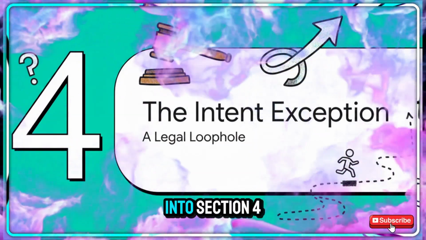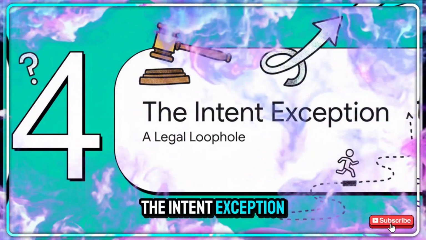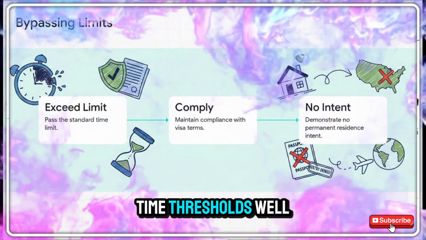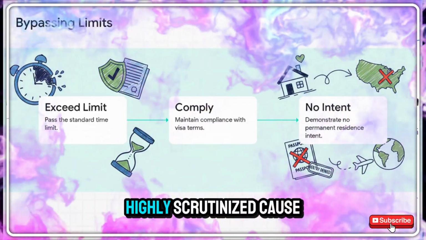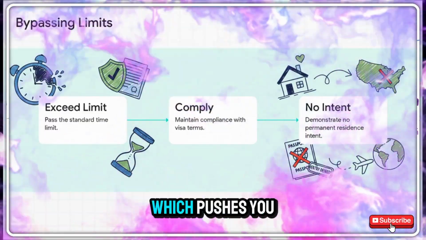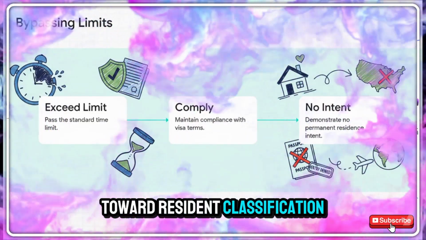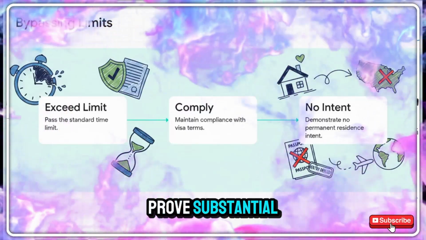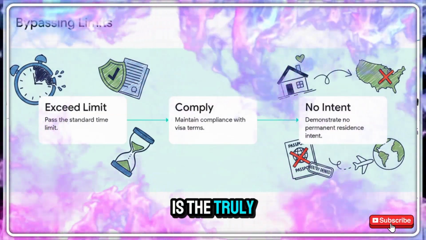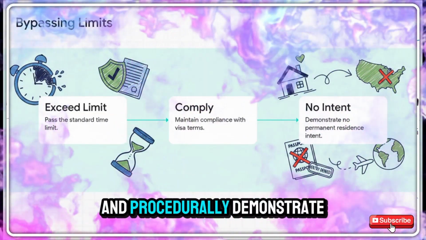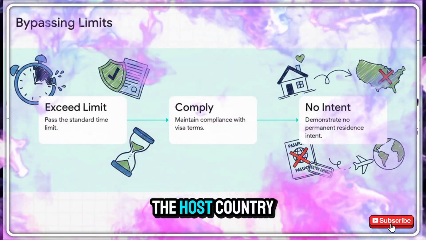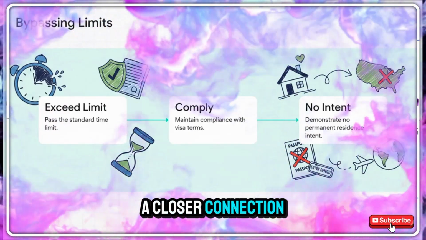Okay, let's get into Section 4, the intent exception. So what happens if you need to bypass those default time thresholds? Well, there's an exact, highly scrutinized cause and effect sequence. Step 1, the standard time limit is exceeded, which pushes you toward resident classification. Step 2, you have to legally prove substantial, strict compliance with the original terms of your visa. But Step 3 is the truly heavy lift here. You must legally and procedurally demonstrate that you have absolutely zero intent to permanently reside in the host country and that you maintain a closer connection to your home country.